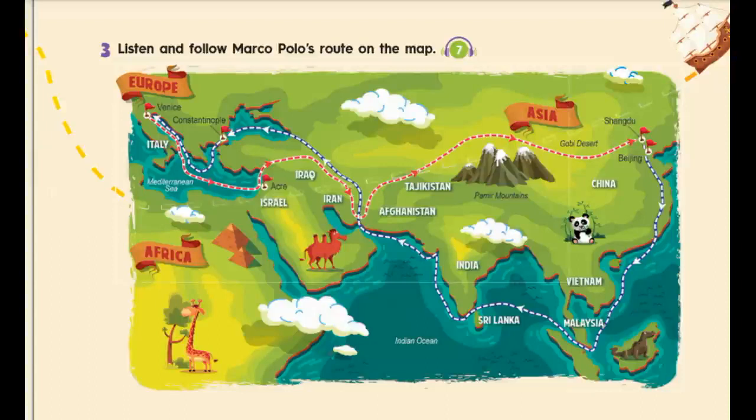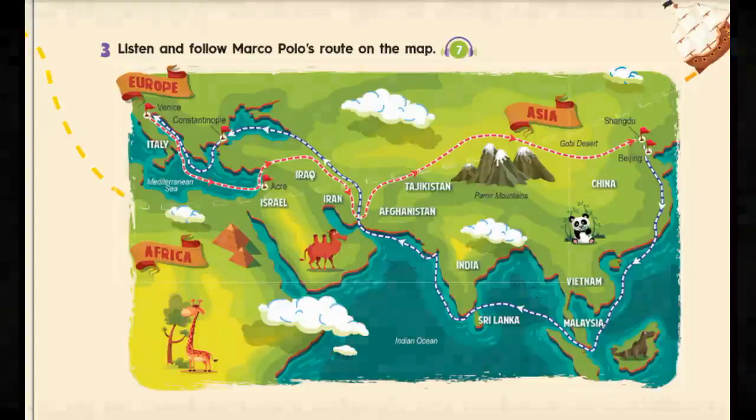Did you see the route? Very nice. You can see the names of the countries and the places here on the map: China, Sri Lanka, Italy. Pretty good. Guys, you're going to do another activity now. Let's go to the end of the book to see a route activity about other explorers. Here we go.